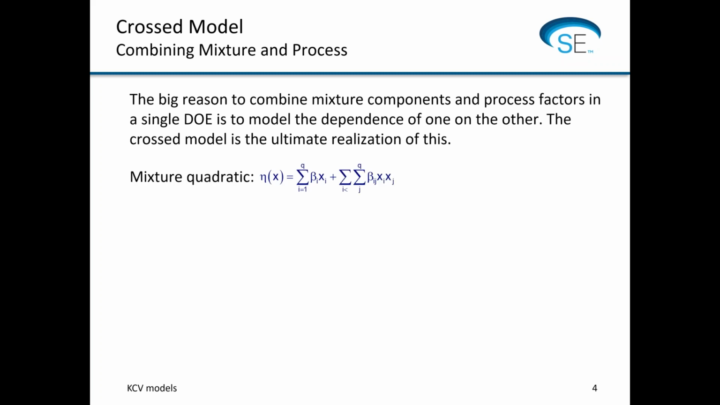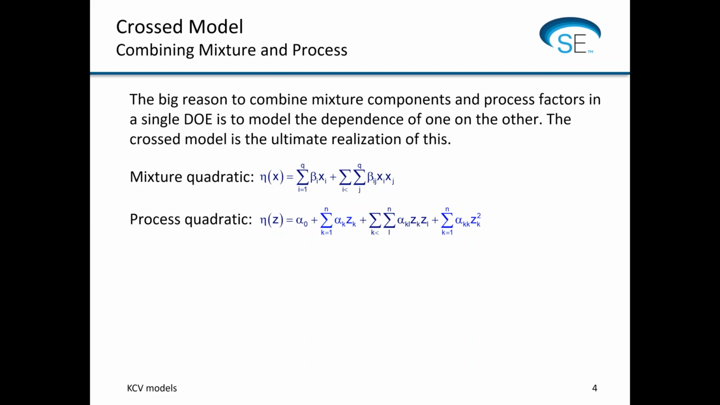Okay, so we've got the mixture equation. Throughout this talk, I'm just going to use a quadratic equation. You could use a higher order equation. All the principles would apply. And you've got a process equation.